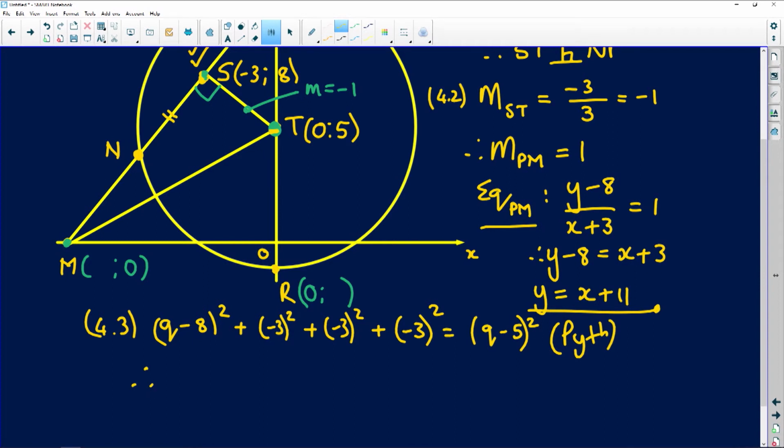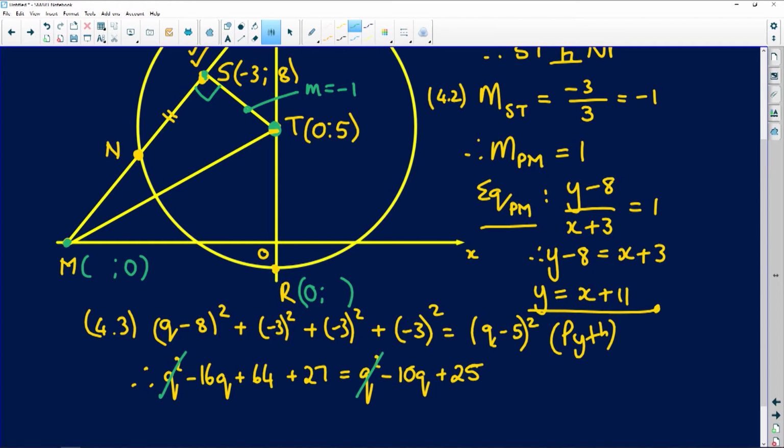I now am going to multiply this out because those two brackets, this one and that one, are not the same. So I get q squared minus 16q plus 64. This is 9 plus 9 plus 9 is plus 27, gives me q squared minus 10q plus 25. Now, folks, look at this. This is what I said. The q squareds say goodbye.